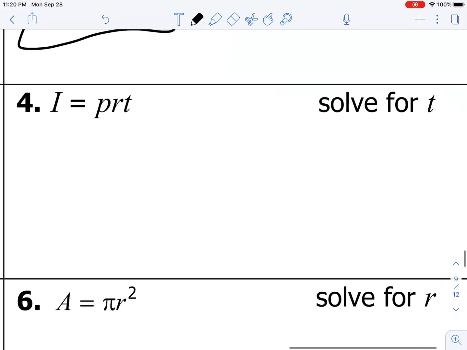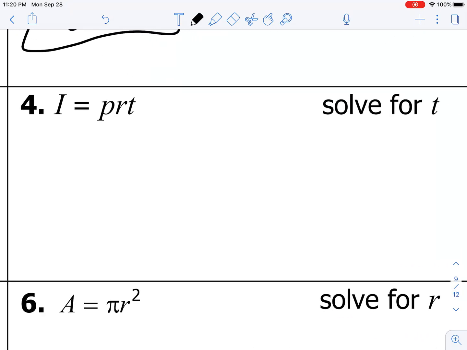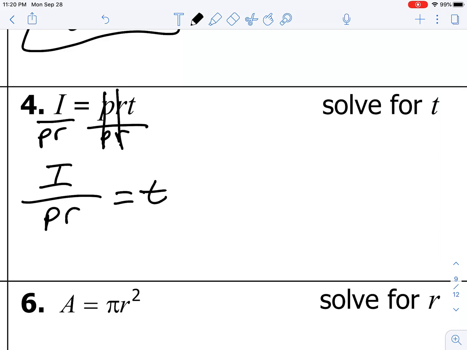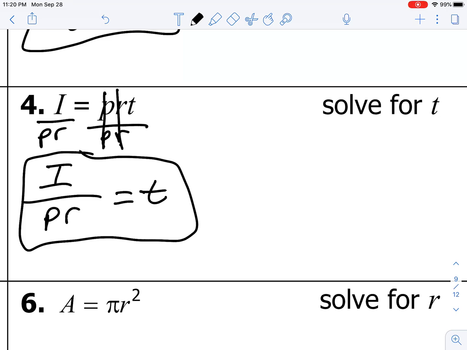All right, number 4. On number 4, a little bit different here. We've got I equals PRT. So we need to get rid of the P and the R. The P and the R and the T, that's all multiplication, P times R times T. So in order to get rid of the P and the R, we're going to divide by PR. That cancels out, that cancels out. So we get I over PR equals T. And that's our answer.